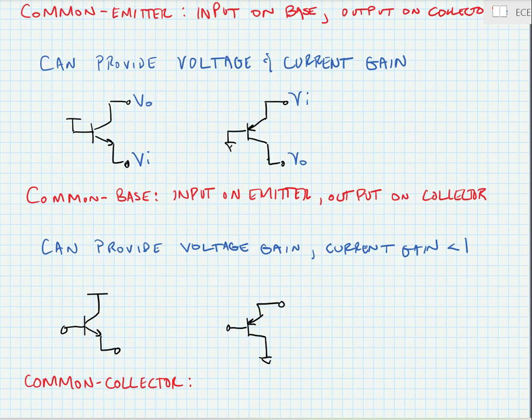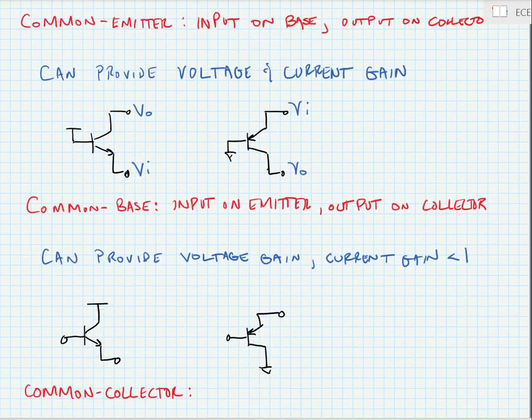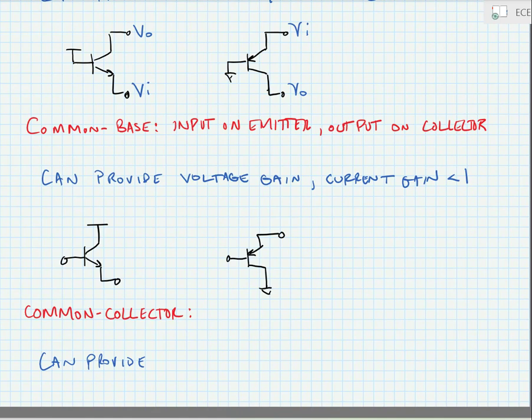This configuration can provide current gain, but the voltage gain is less than unity. Typically, we can make it pretty close to unity, so oftentimes these are used as voltage buffers.